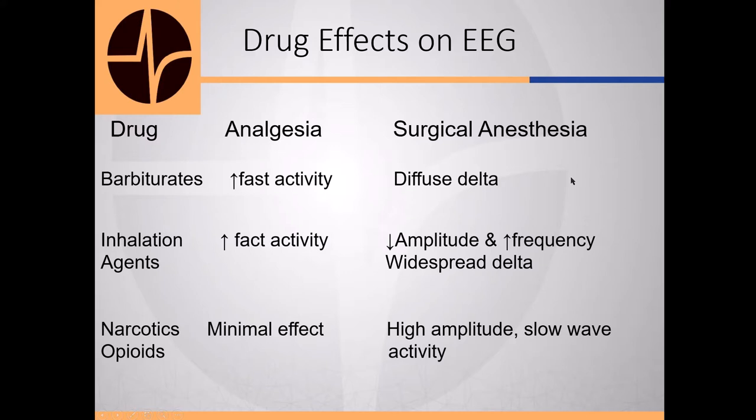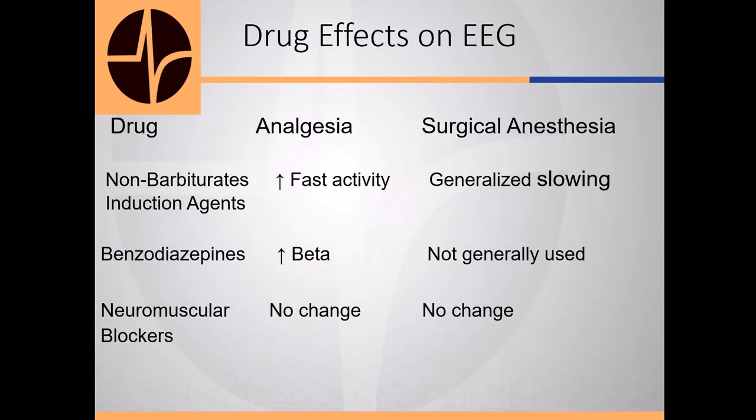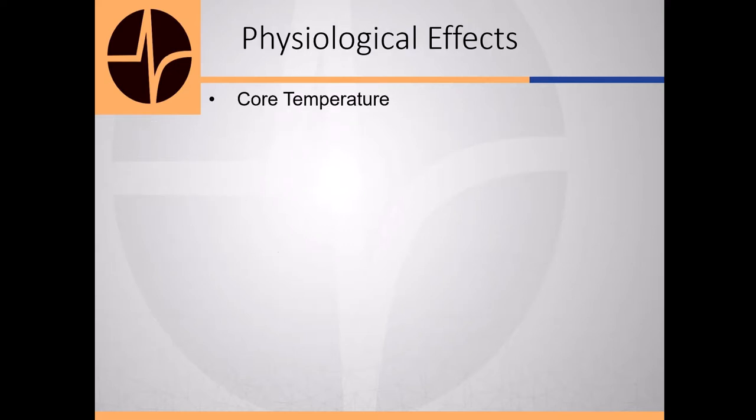So drug effects on EEG. We're not going to go over these in great detail because I cover it more in the anesthesia talk. But you need to know these. Some of the physiological effects: if it affects your EEG, it's going to affect your SSEPs and your MEPs as well, your cortical SSEPs and your MEPs. So that's just something to remember.